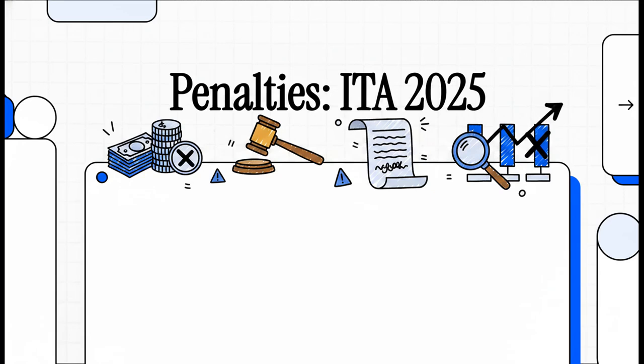Picture this. What happens if you accidentally apply an old 1961 penalty provision to a default that happens in the new tax year 2026-27? Honestly, it's a terrifying thought for any practitioner.